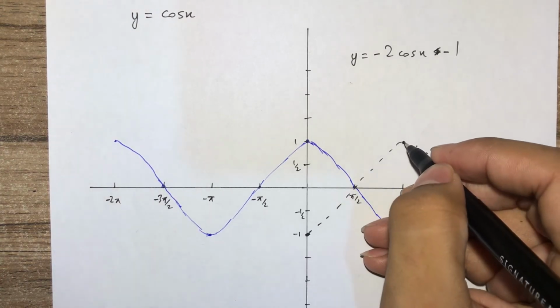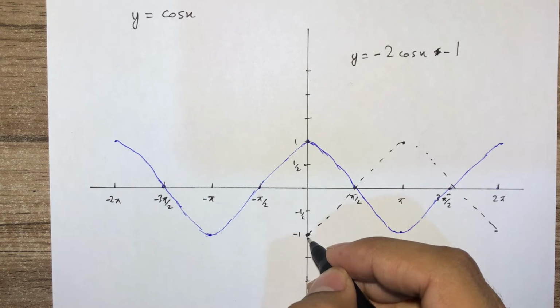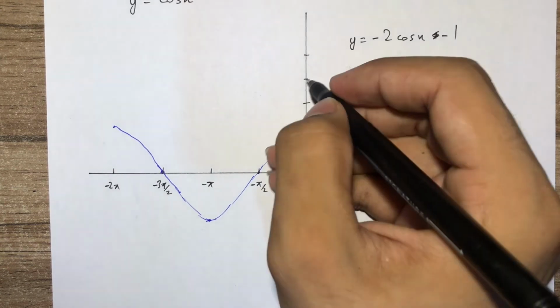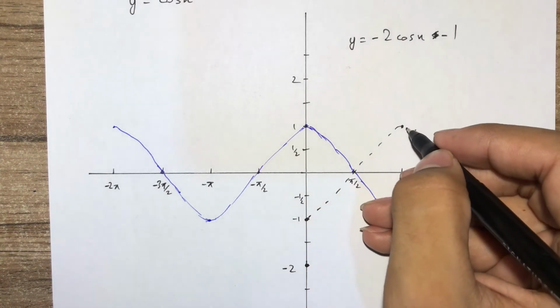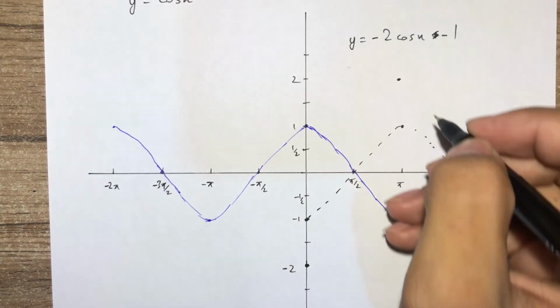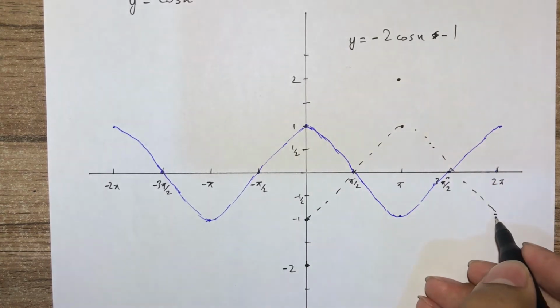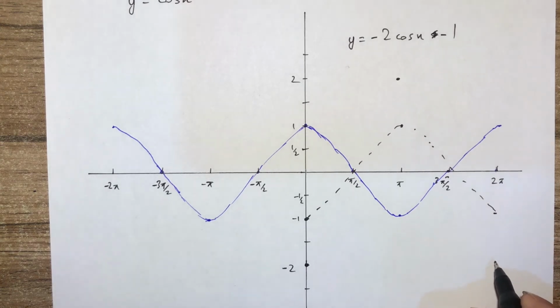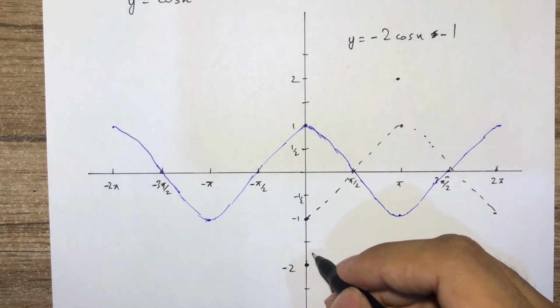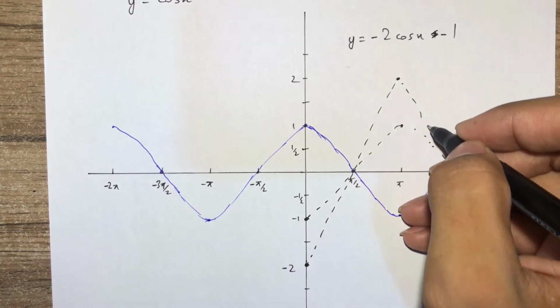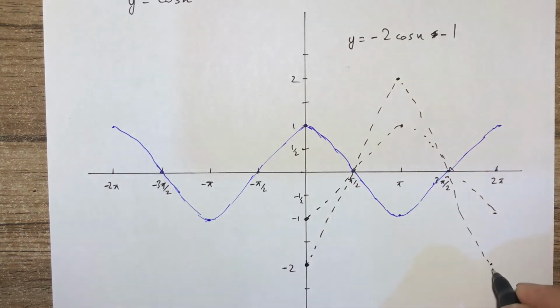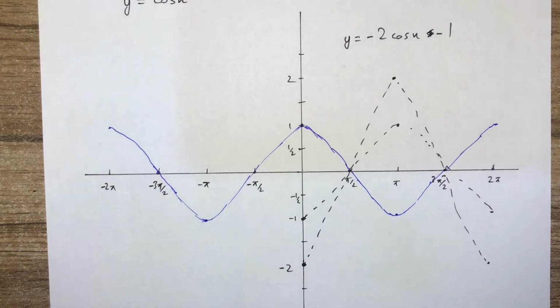So -1 times 2 will give -2. This will go to negative 2. 0 times 2 will give 0. 1 times 2 will give 2. 0 times 2 will give 0, and then negative 1 times 2 will give negative 2. Right, this is y equals negative 2 cos x.